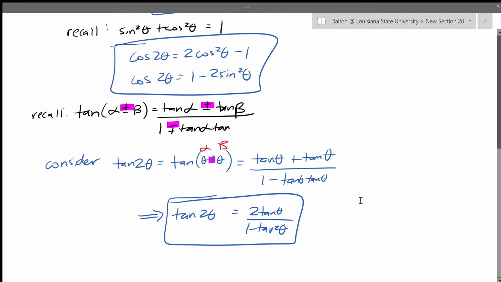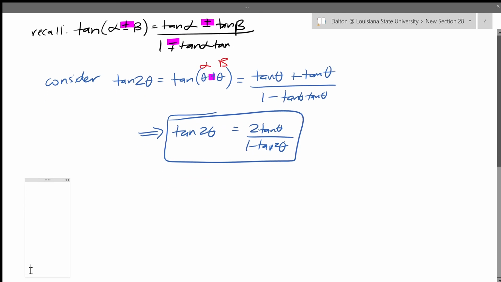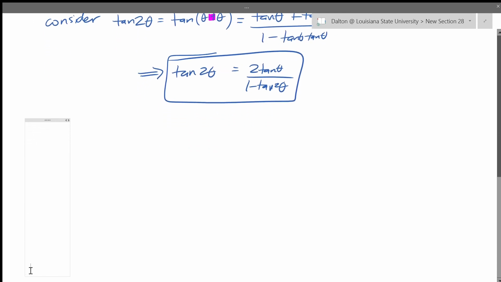So that is the fifth and last double angle identity to go on your reference sheet under double angle identities. Okay, and then I'm going to do one example of each. So I'm going to say, maybe I should write this out. Okay, so here's the example.